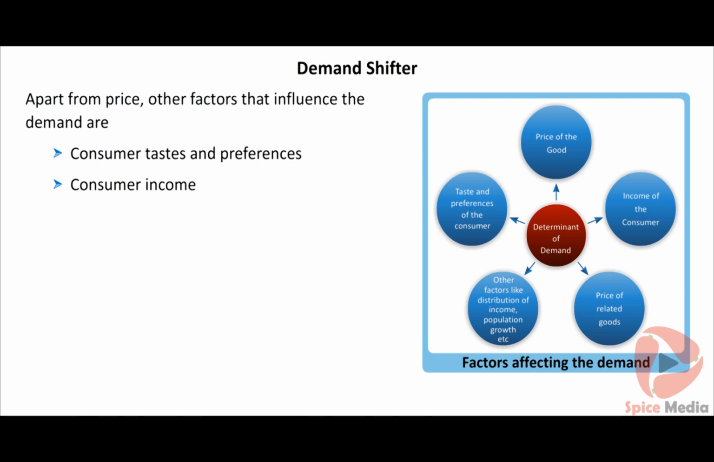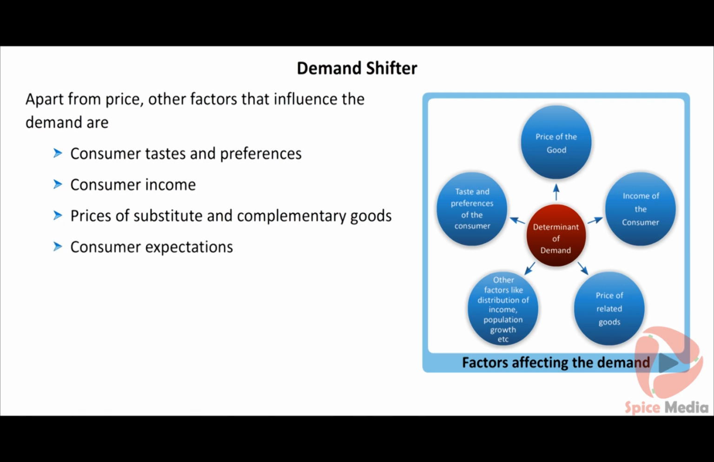The relationship between income and demand can be both direct and inverse. Prices of substitute and complementary goods. Substitute goods can be used in place of one another, like tea and coffee. Complementary goods are used together, like cars and gasoline. Consumer expectations. The expectation of consumers to get higher satisfaction in lower spending of their income.